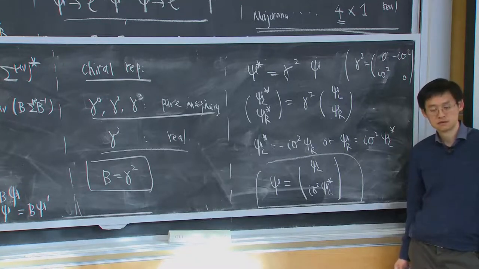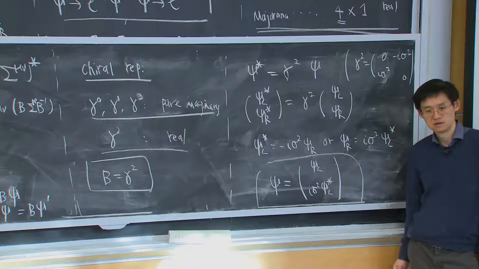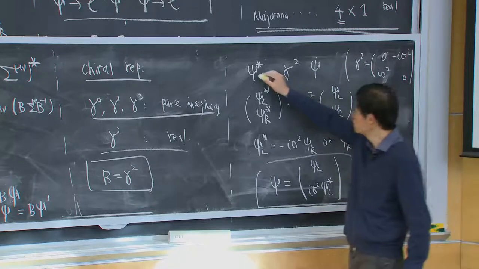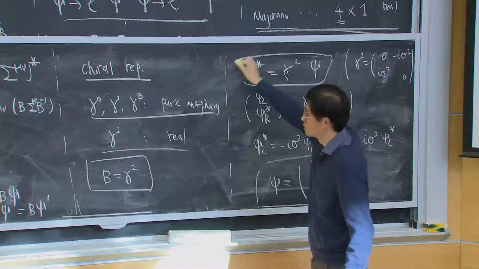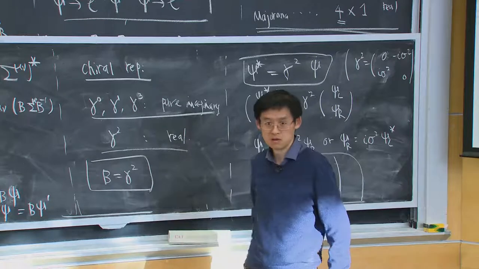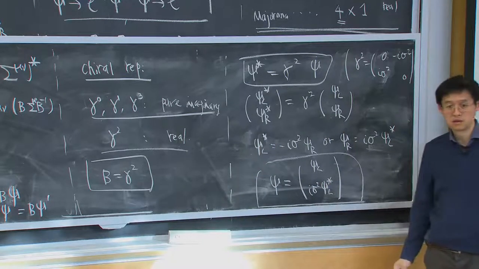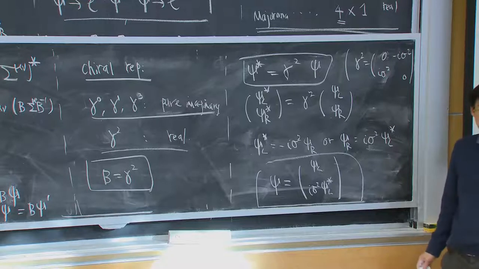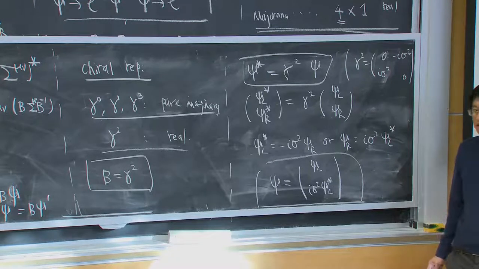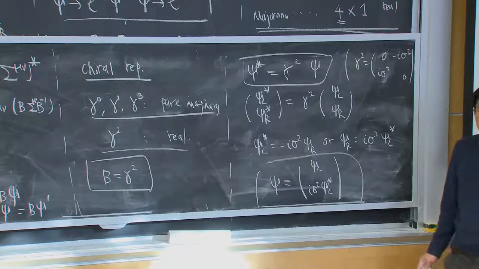Yes? So why do you agree that psi and psi star are not independent? Hmm? Why are they? No. Here we are imposing this condition, right? This is the Majorana condition we want to impose in this basis. And this is now independent of massive or massless.